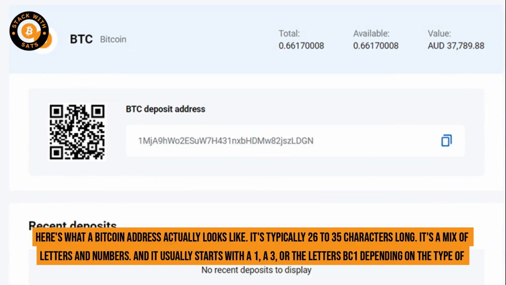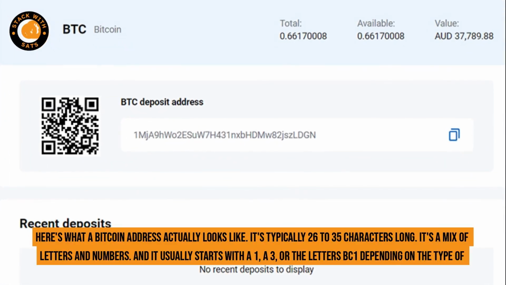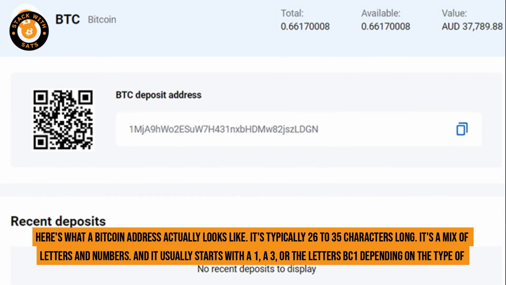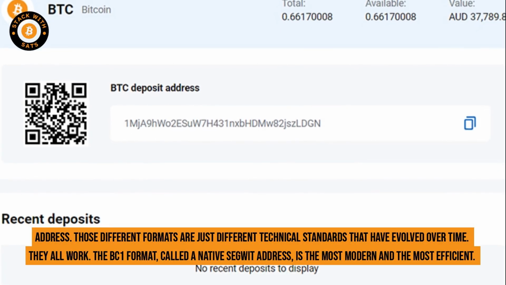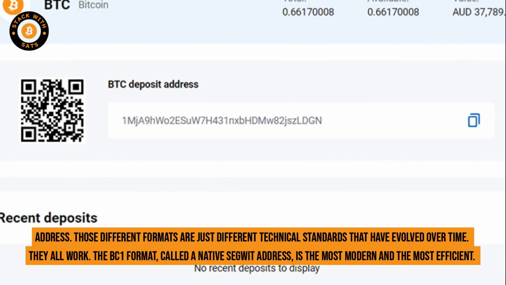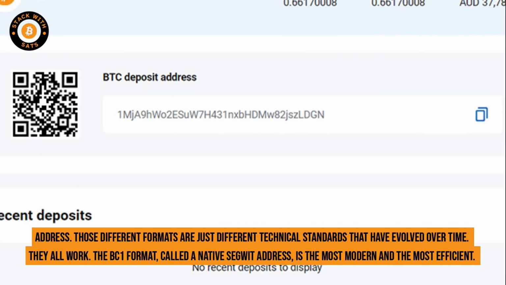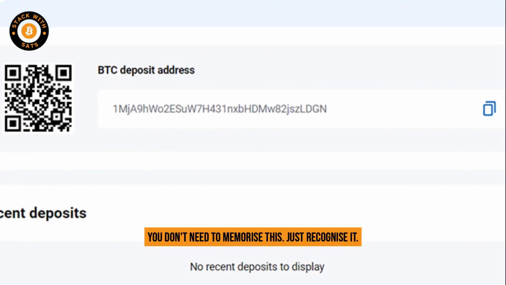Here's what a Bitcoin address actually looks like. It's typically 26 to 35 characters long. It's a mix of letters and numbers, and it usually starts with a 1, a 3, or the letters BC1, depending on the type of address. Those different formats are just different technical standards that have evolved over time. They all work. The BC1 format, called a native SegWit address, is the most modern and the most efficient. You don't need to memorize this, just recognize it.